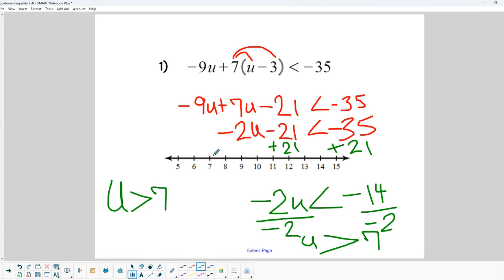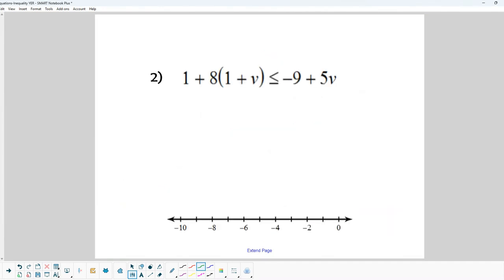All right, so I come to 7, put an open circle there because it just says it's greater than. And greater than from that number is to the right. And that's what it looks like when I graph u is greater than 7. So hopefully you're seeing that these are not too bad.